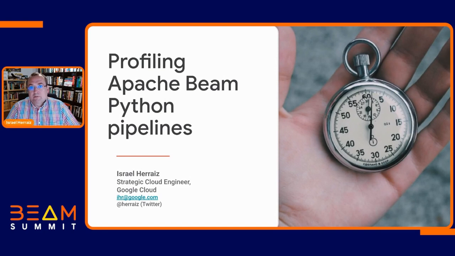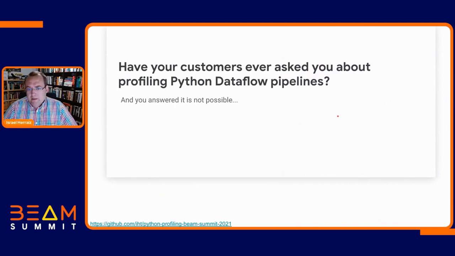Today we're going to be talking about profiling, and profiling Python pipelines in particular. Profiling is about finding bottlenecks, performance bottlenecks in your pipelines. Until very, very recently, I thought this was not possible for Apache Beam Python pipelines. I work in Google Cloud as a cloud engineer in the professional services team of Google Cloud, so I work with lots of Google Cloud customers.